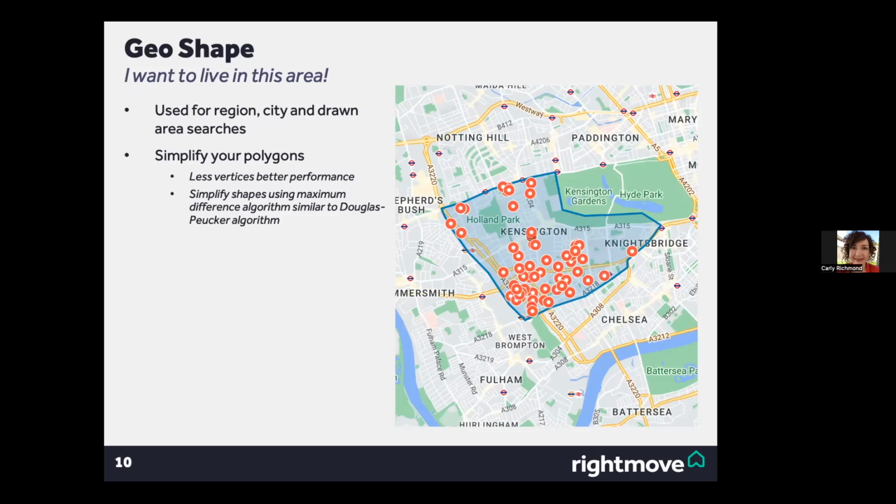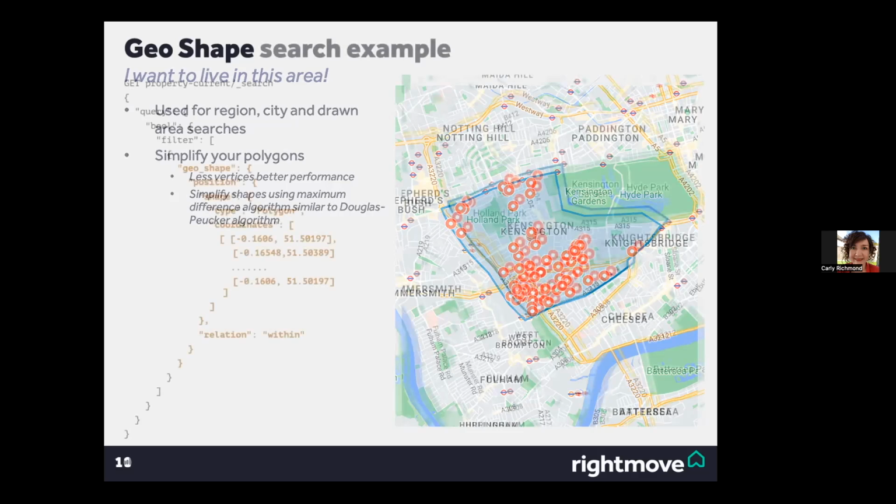One thing to keep in mind when you're using Geo Shape queries is that the performance of the query is not related to how big the area you're scanning is. It's dependent on how complex the structure of the area is, so how many vertices are involved in the polygon that you're inputting. The performance is directly dependent on that. So if you can look for any opportunities to simplify the polygon, then do leverage that, because in our case we are using a maximum difference algorithm, similar to the Douglas-Peucker algorithm, to simplify the area. So that's something to keep in mind.